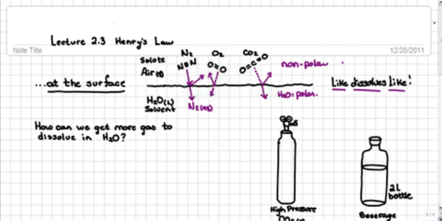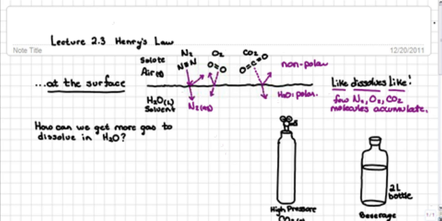This is an example of what happens when you don't have like dissolves like. And in fact, only a few of the N2, O2, and CO2 molecules accumulate. By far, most of these molecules will wind up returning to the gas phase with only a few lucky ones dissolving in the water solvent. And therefore, we don't really see the concentrations of these gases in the water solvent rise to a very large extent.